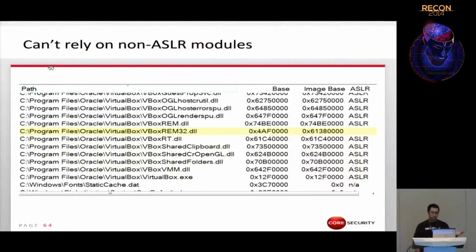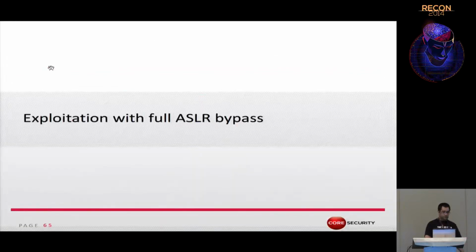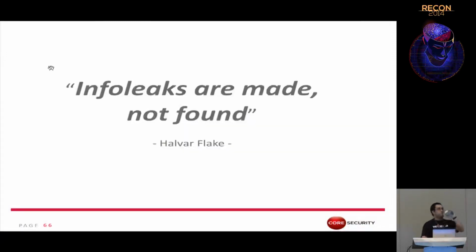And so the problem is that you can't always rely on non-ASLR modules, because they can be loaded at an address other than their preferred base address if their preferred base address was already taken by another module, right? So let's see how we can write an exploit with full ASLR bypass, that is, not relying on a module being loaded at a fixed address. So, at this point, please let me quote Halvar Flake, who said that info leaks are made, not found.